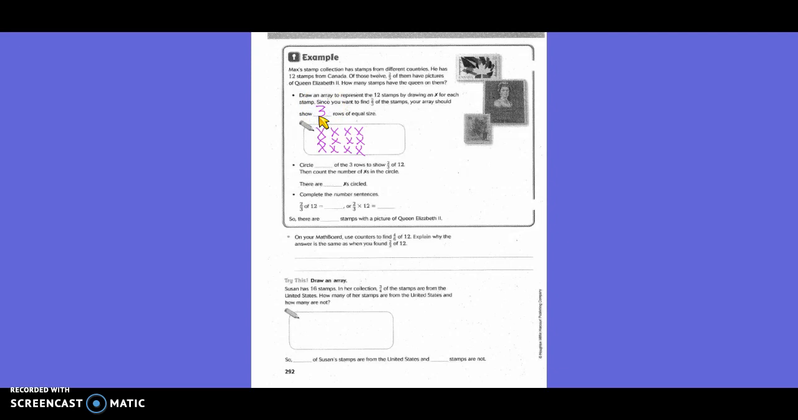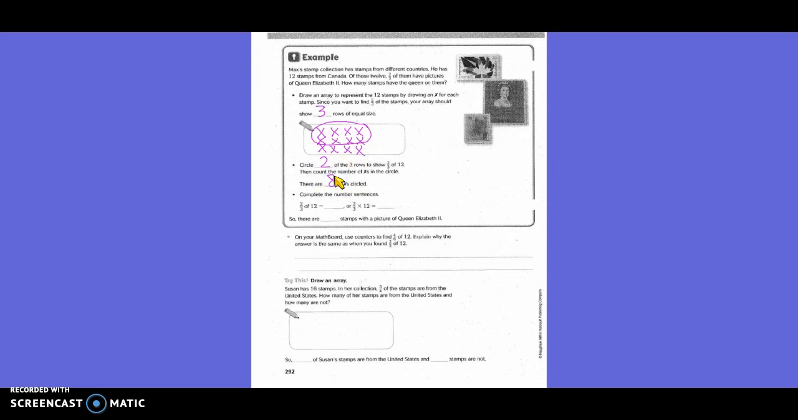We're going to use our numerator to tell us how many rows we're going to circle. So how many rows are we going to circle? 2, because 2 is in our numerator. So circle 2 of the 3 rows to show 2/3 of 12. Then count the number of X's in the circle. So how many X's did I circle? 8, because 2 times 4 is 8.